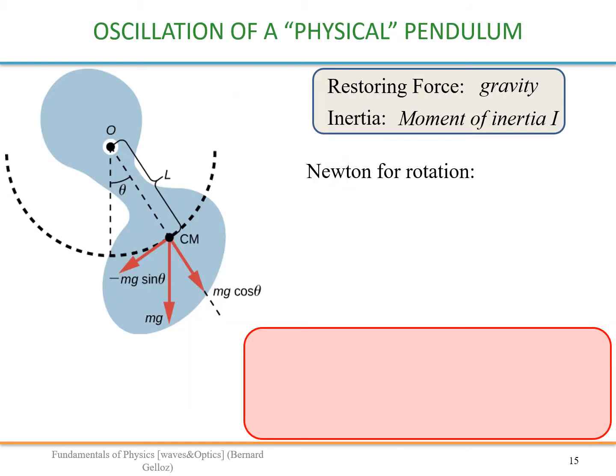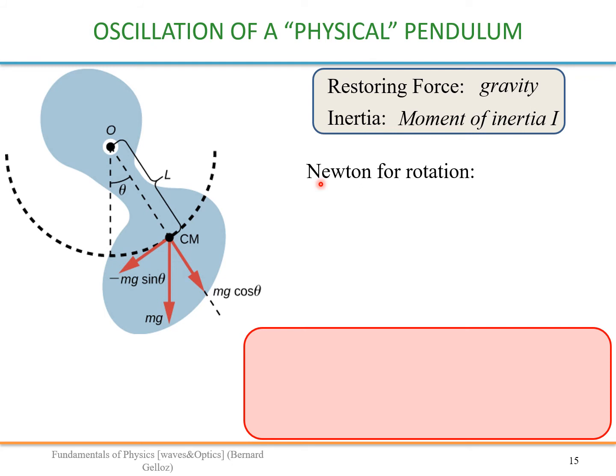Let's look at some examples now. Let's start with the physical pendulum here. This is a piece of material that is fixed at a point O and is free to rotate about that axis O. Here the restoring force is gravity acting on, let's say, the center of mass here, and the inertia is a moment of inertia, because this is a rotational motion. So we have to apply Newton's law for rotation.